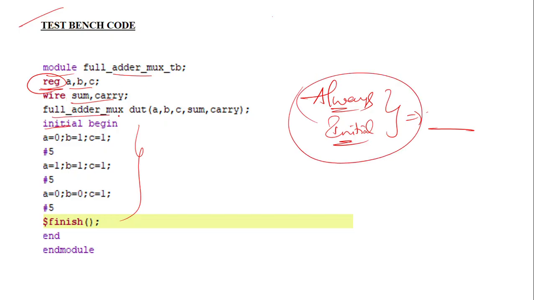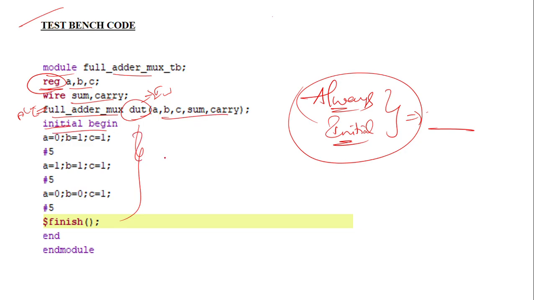Followed by this, you write the design code module name, followed by the instance name. You can write any name, you can write your name also. DUT means design under test. Then the port connection, which you all know about, and the initial begin.